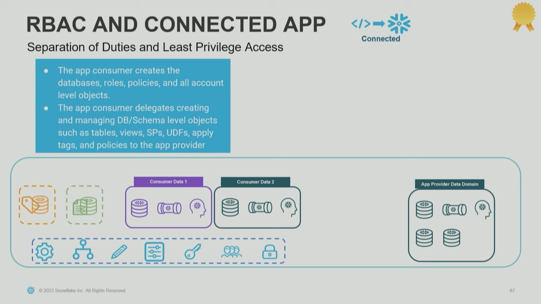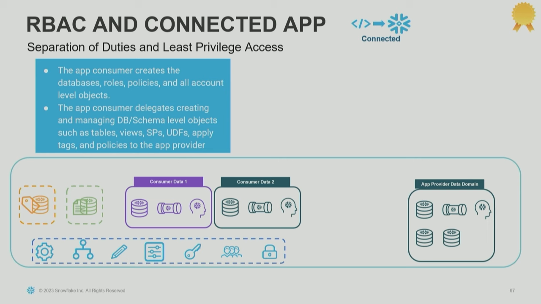First of all, you own the account. Please do not give that app provider an admin role. Please don't do sysadmin, right? I've seen it happening, so please don't do that. What the app consumer does is create a set of account level objects for that app provider, like databases, roles, and warehouses, because you want to control the cost, right? You don't want to give the app provider, I don't know, a triple X warehouse to do whatever they want. Control the cost and create those for them.